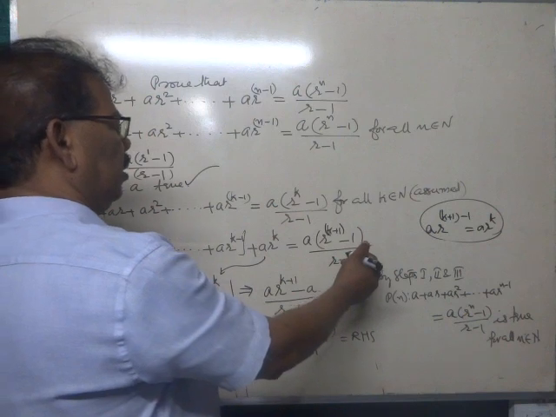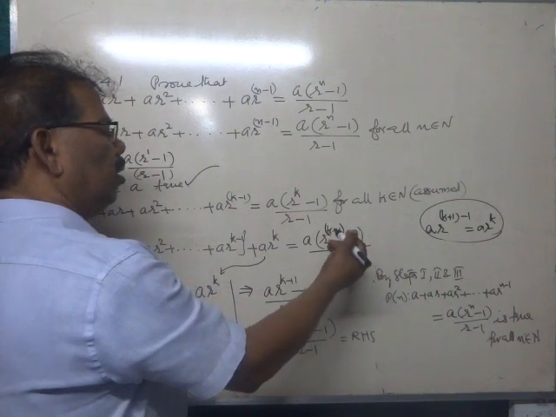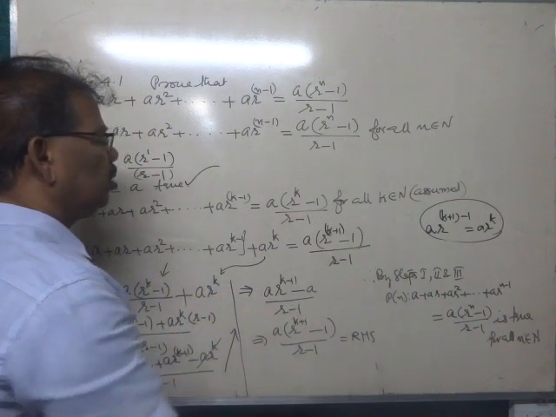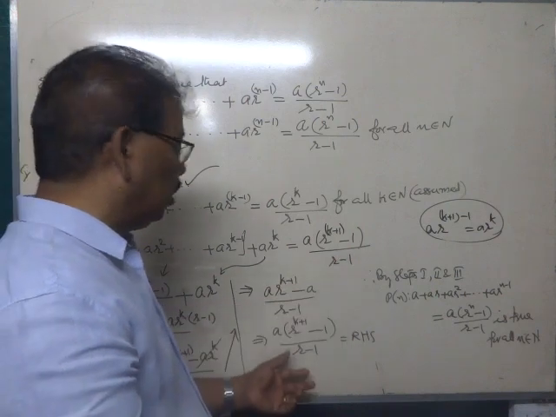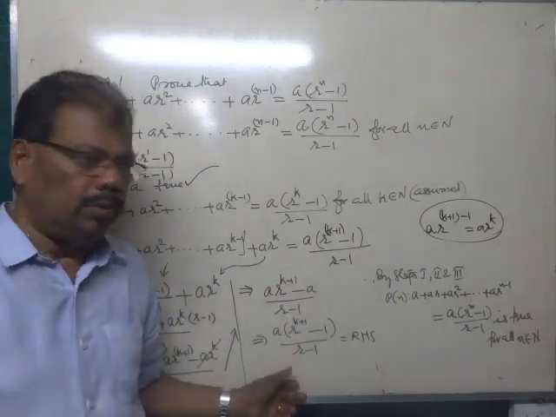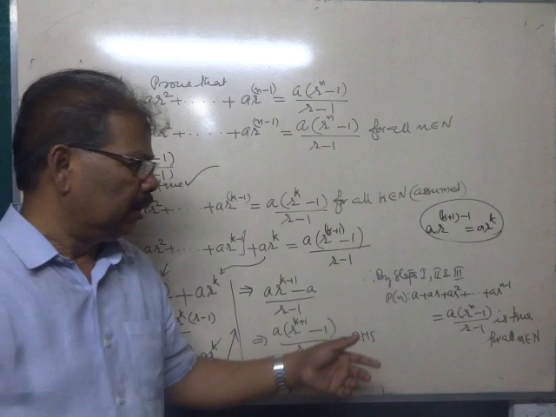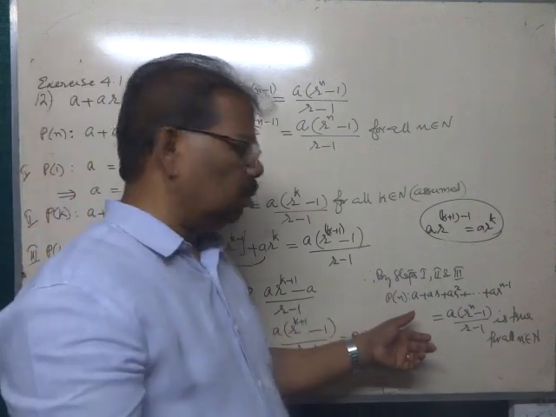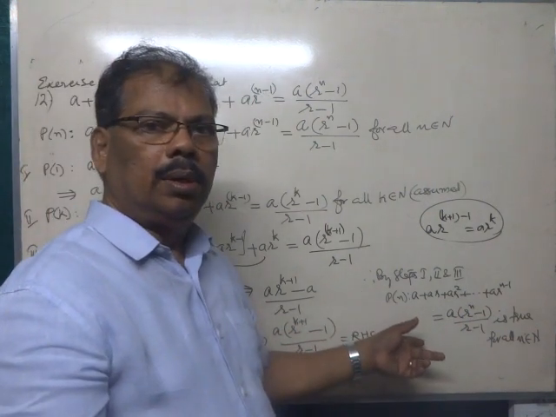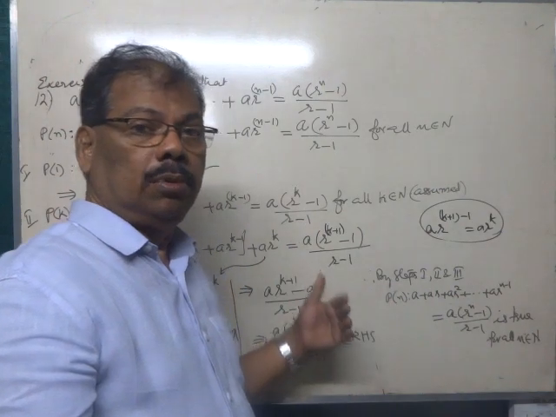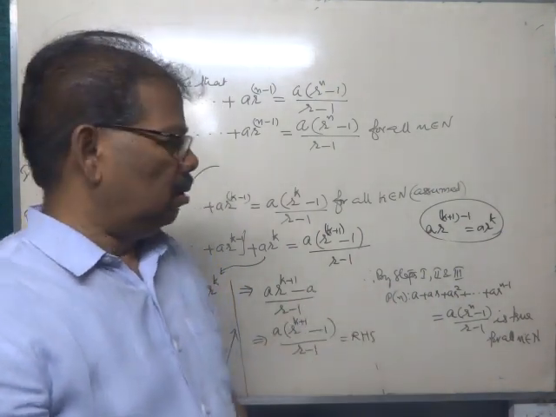On the right hand side, the result we want to obtain is a into r raised to k plus 1 minus 1 by r minus 1. It is obtained here. Therefore, we can conclude that the statement is true for all natural numbers by steps 1, 2 and 3. Right.